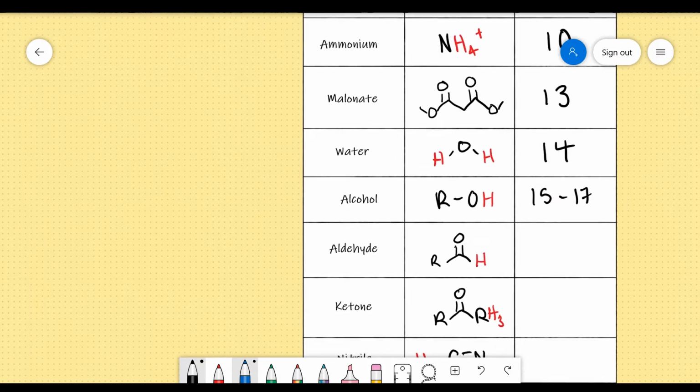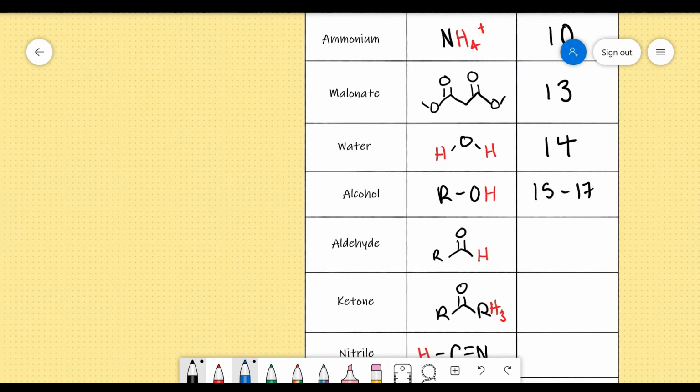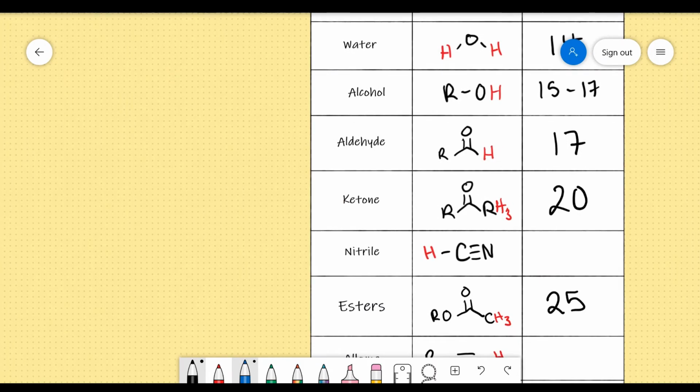An aldehyde, notice aldehydes and ketones are from the same kind of family, but it's different in that an aldehyde has a hydrogen attached to this carbonyl group, whereas a ketone has another R group. And anytime you see R, it really just means a carbon group, any carbon group you can think of. So the aldehyde, its pKa is going to be 17, the ketone is going to be 20. So notice that the ketone is more basic, and we're going to go through why in a second.